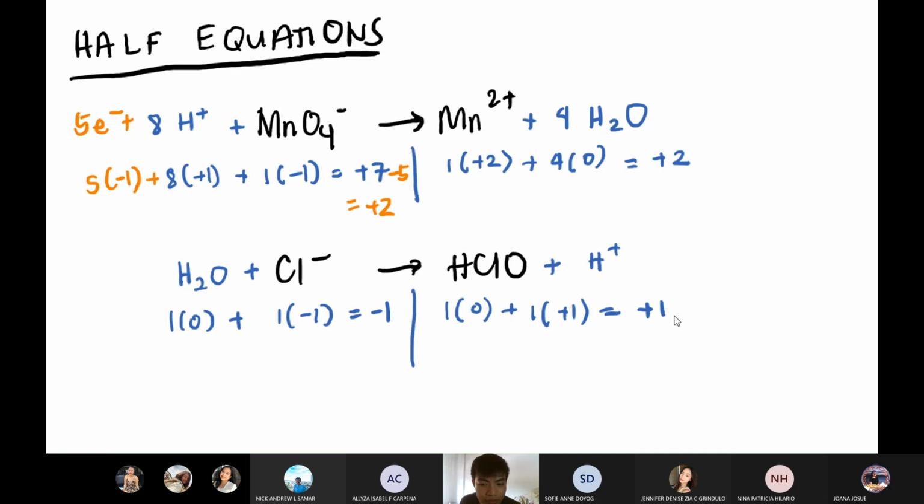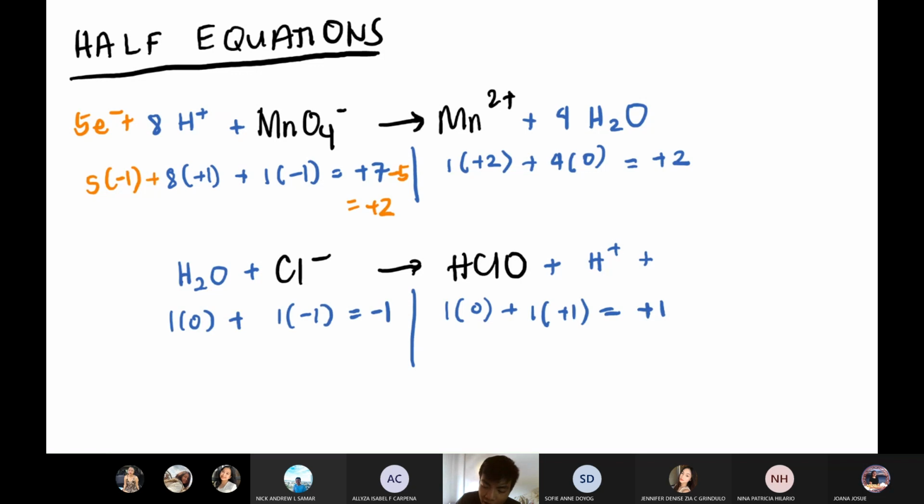Ito, yung positive 1, obvious naman, di ba? Mas malaki to kaysa sa negative 1. So, dito ako maglalagay ng electron. Again, you add electrons to the side with the highest charge. Always. Okay? Keep that in mind. Kung sino yung malaki yung charge, dun ka maglalagay ng electron.